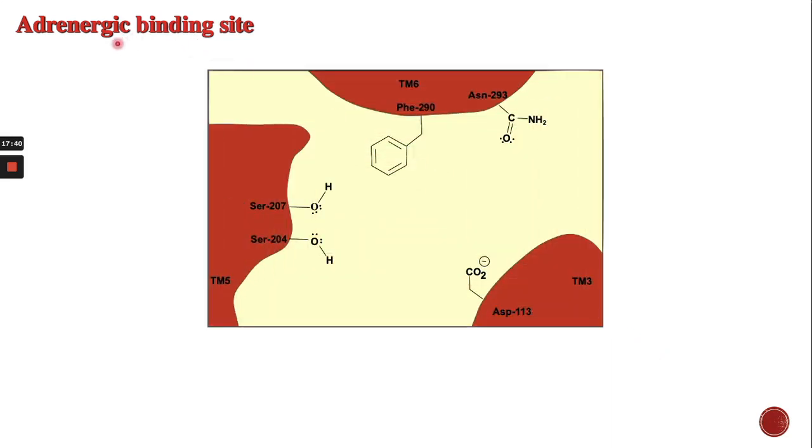So this is how you can see the adrenergic binding site. For example, this is the binding site of the adrenergic receptor. This portion is for hydrogen bonding, this portion is for hydrophobic interaction, this one is for hydrogen bonding, and this one is for ionic interaction. You can see this compound come into the pocket, and then there are several types of bonding: hydrogen bonding, ionic interaction, hydrogen bonding, and hydrophobic interaction. That's how the molecule fits into the adrenergic binding site.